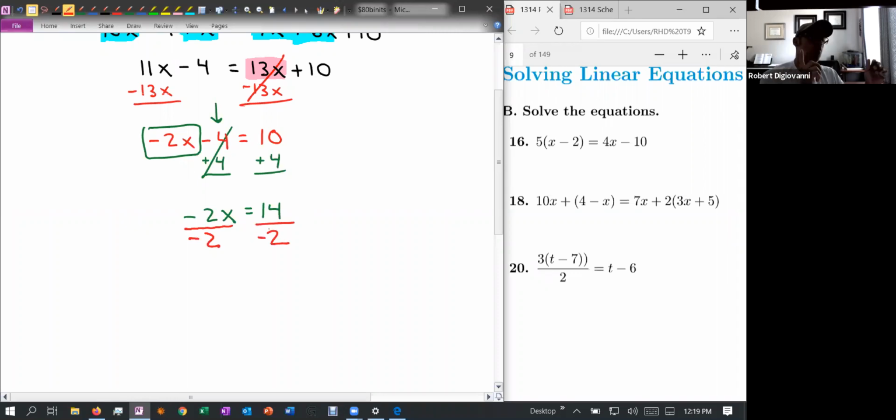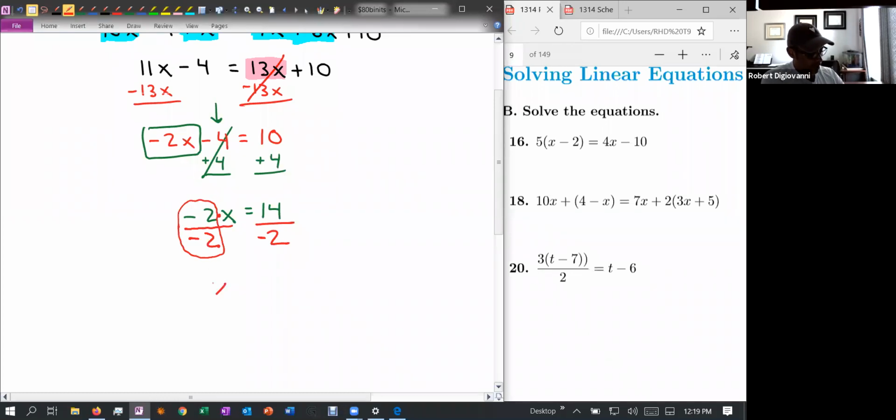Now, the reason why we want to divide is because this is multiplication between the -2 and the x. So if I'm trying to undo multiplication, I have to undo it with division. And we do -2 over -2 because -2 divided by -2 is 1. So it's like I had to come up with that number -2.